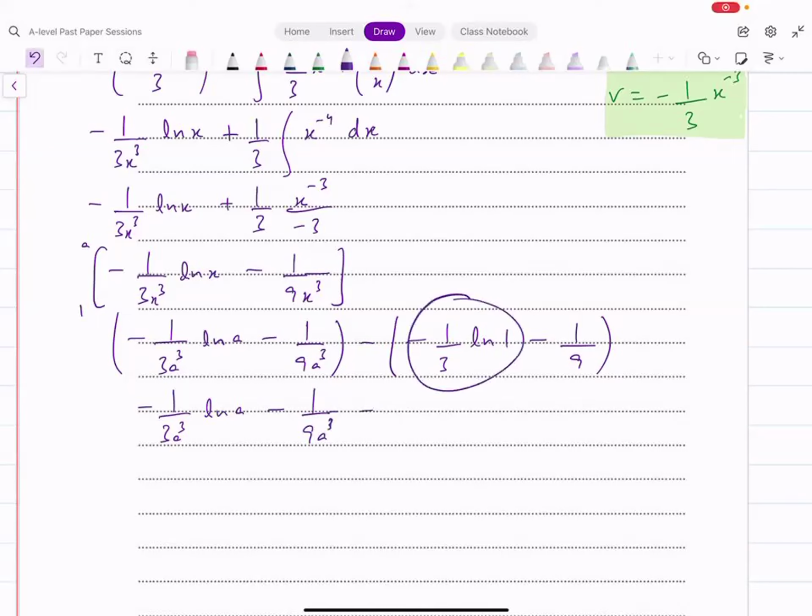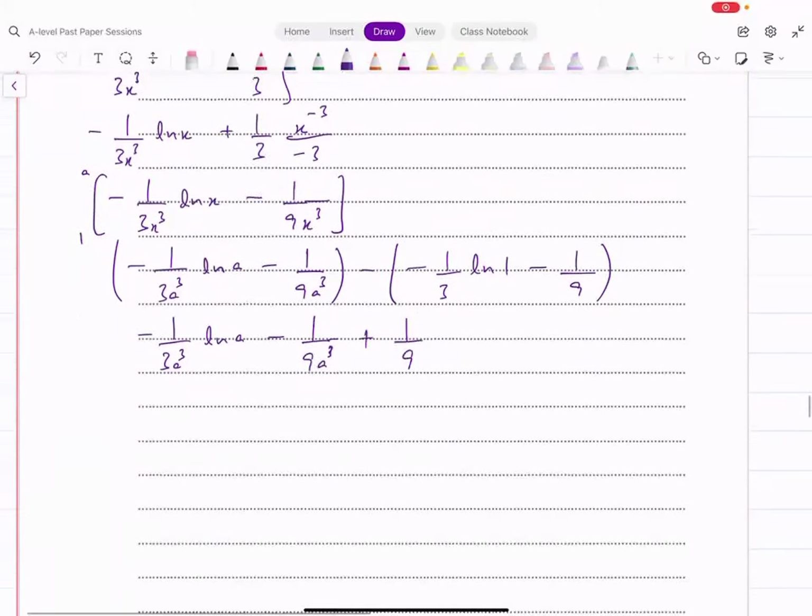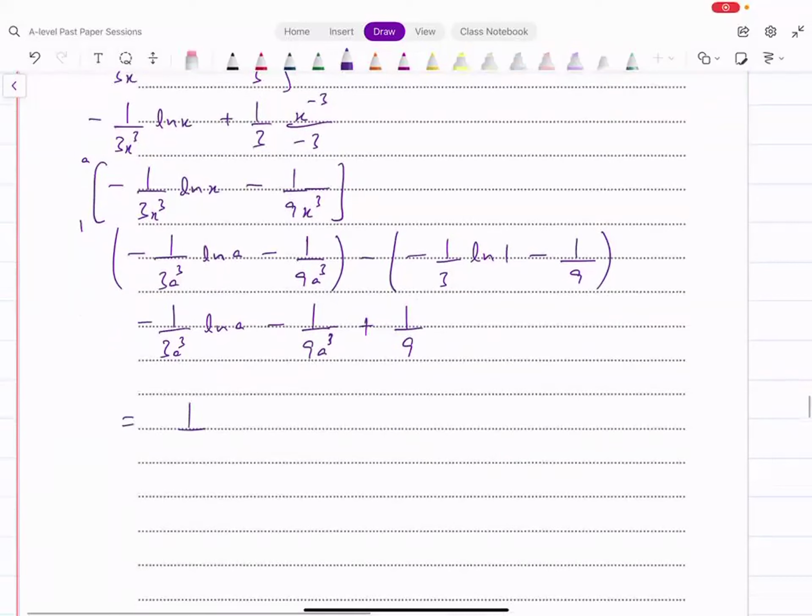ये तो 0 होगी टर्म. ln 1 0 होता है. Minus into minus 1 over 9, that's going to give us plus 1 over 9. This is the integral that we end up getting. You can write it like this. 1 over 9 minus 1 over 3a cube into ln of a minus 1 over 9a cube.